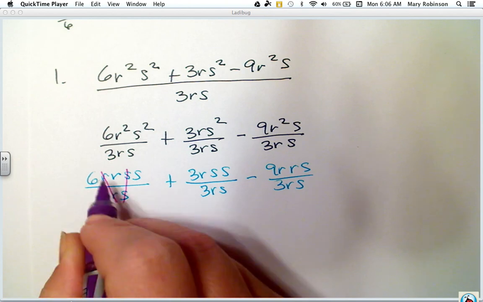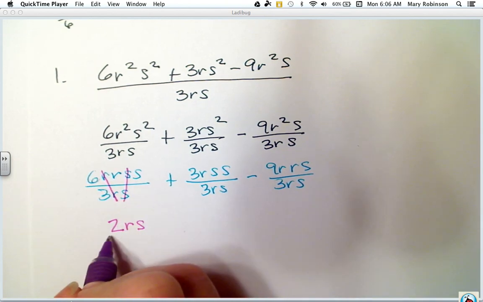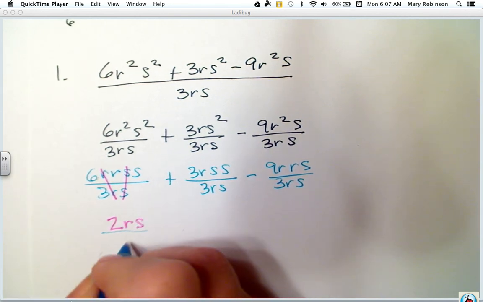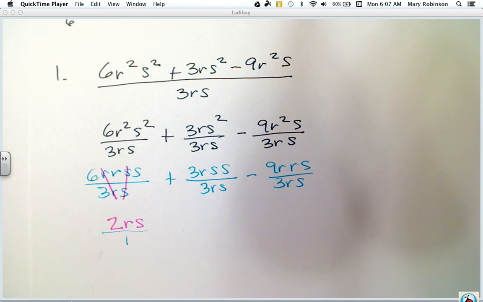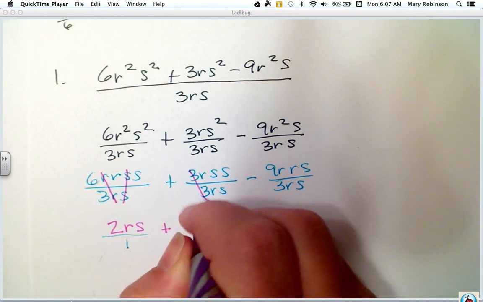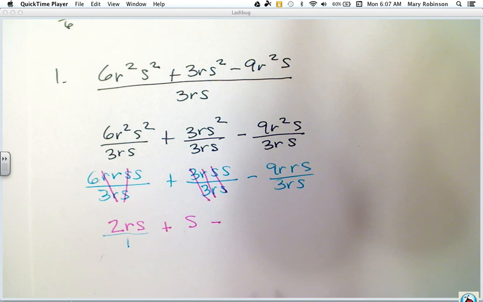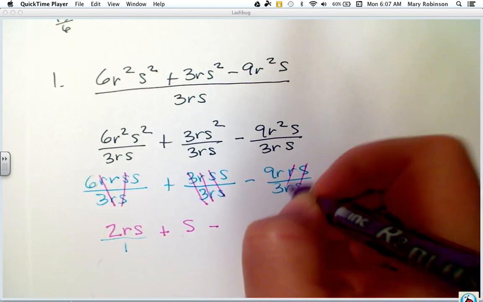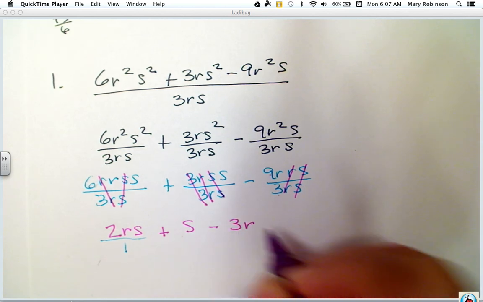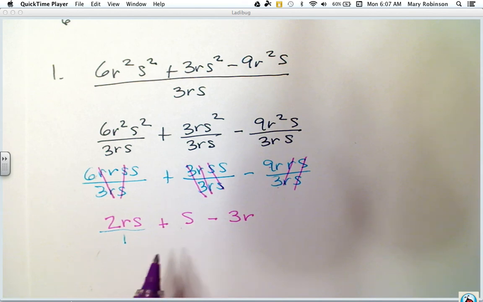If we get a whole number when we divide, it goes in the numerator, meaning we could think of this as a fraction. You don't need to necessarily do this part, but we can make anything a fraction by putting it over an understood 1. And then here, our 3's would cancel, r's would cancel, and s's would cancel, leaving s. And lastly, our s's and a set of r's would cancel. 9 divided by 3 is 3. So we'd have 2rs plus s minus 3r.